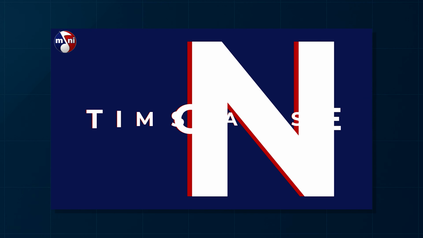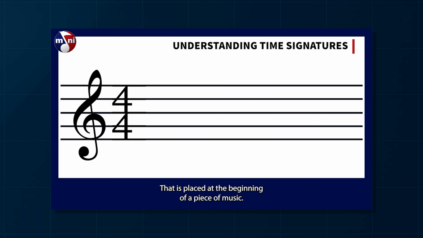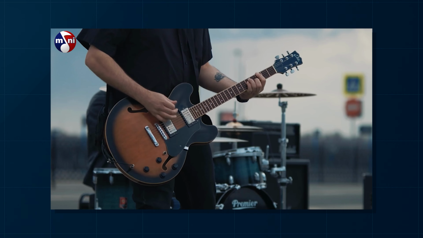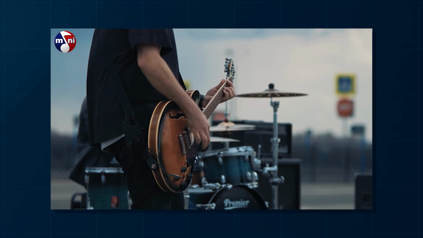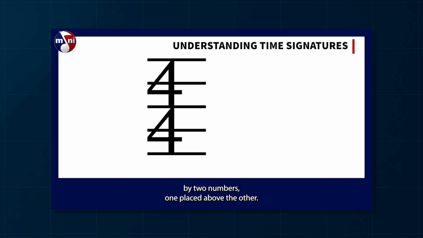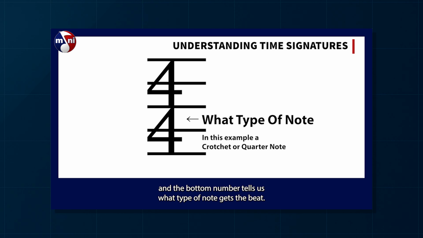A time signature is a notational symbol that is placed at the beginning of a piece of music, right after the clef. It tells the performer and the listener the meter of the piece. The time signature is represented by two numbers, one placed above the other. The top number tells us how many beats there are in a measure or bar, and the bottom number tells us what type of note gets the beat.